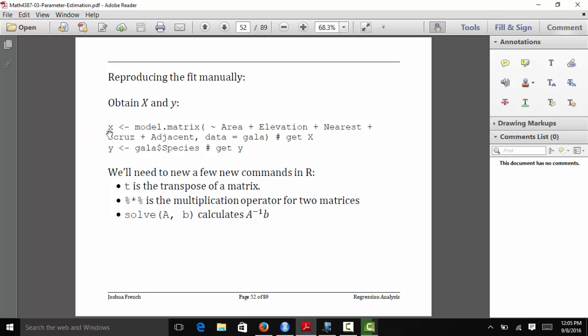And similarly, I'm going to obtain my y variable, though it's a lot more straightforward there. I just need to get the species variable from the gala data frame.